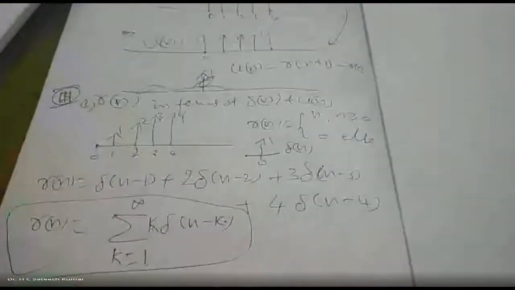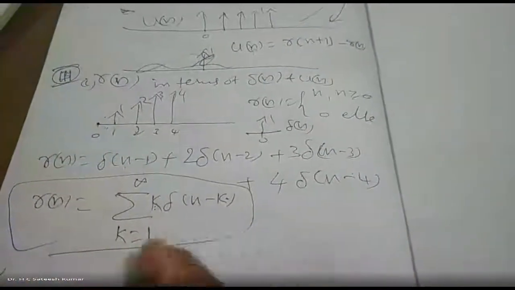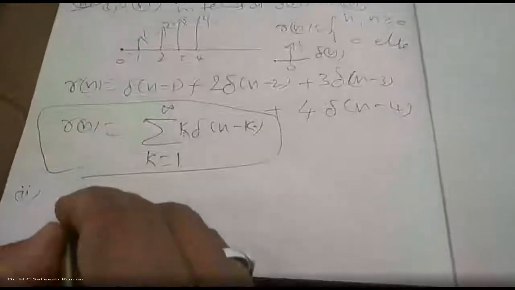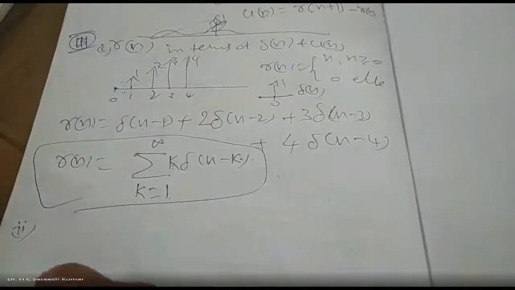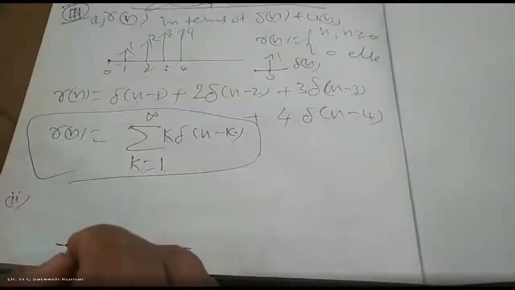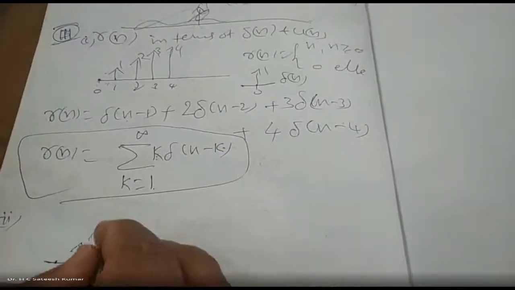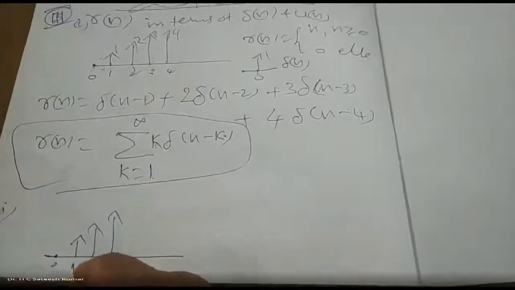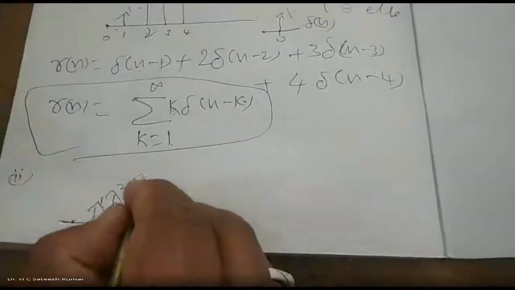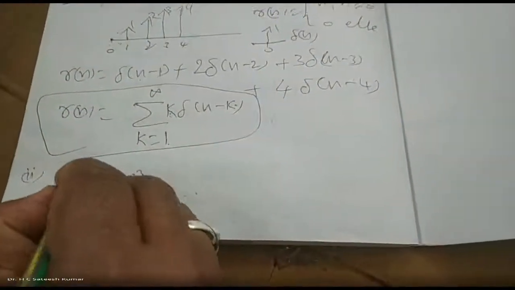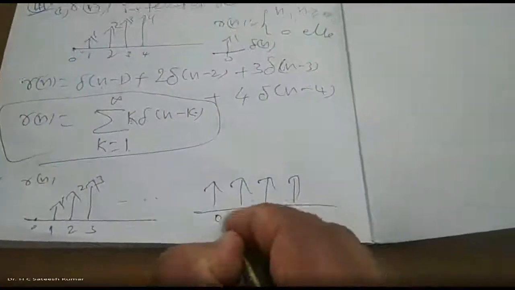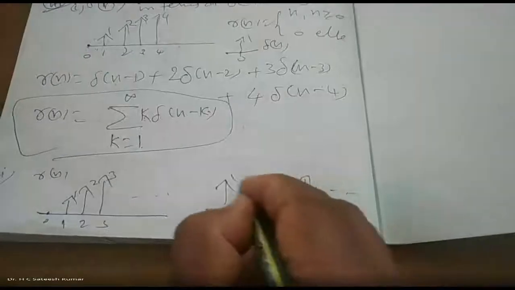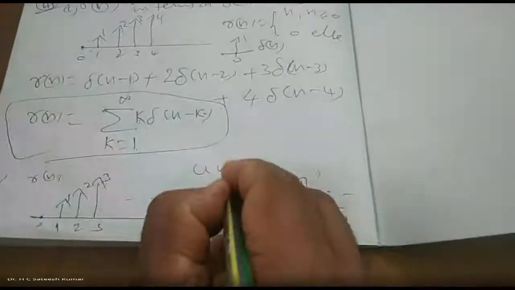So this is the first one. Second one, what do we have? Delta r of n in terms of u of n. R of n is like this: 0, 1, 2, 3. And u of n is like this: 1, 1, 1, 1, and so on. This is your u of n.